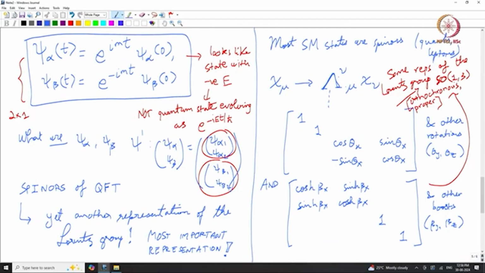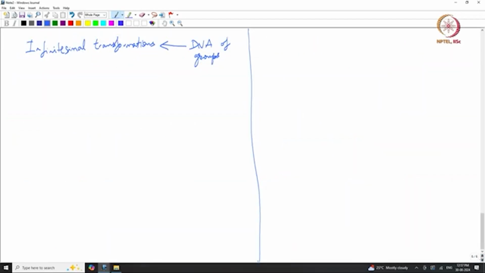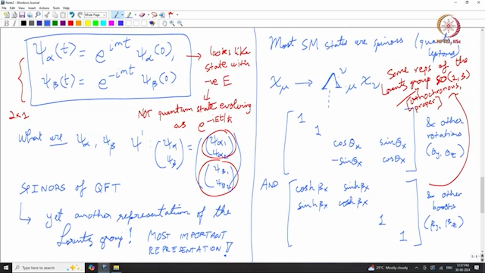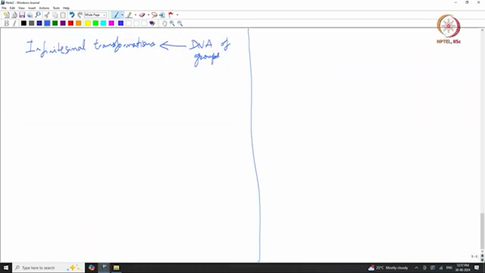So instead of sin theta, I will write delta theta. For cos theta, I will take it as 1. So I am just going to keep terms only up to linear order. That is what it means. Similarly for the cos hyperbolic and sin hyperbolic functions. In that case, let us see how the temporal and spatial components transform in x.